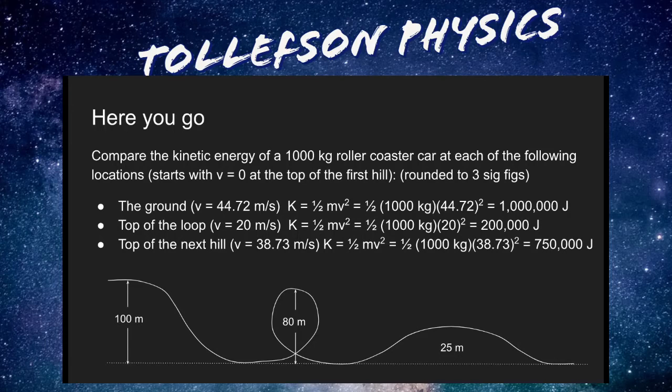We do the same thing for the other ones. For the top of the next loop, the speed is 20. I square it, and I get 200,000 joules as the kinetic energy at that point. Then at the top of the last hill, if you use 38.73, the kinetic energy rounds to 750,000 joules. Hopefully that helps, and keep on practicing.